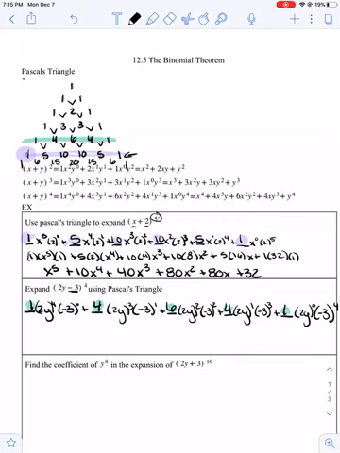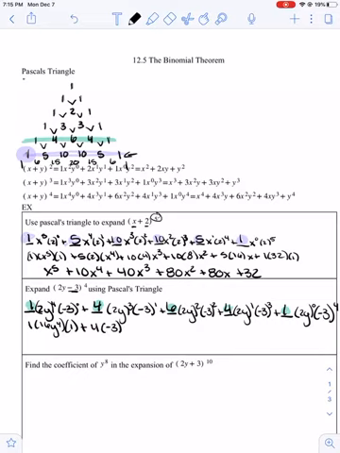Now we're going to start simplifying each one. So 2y to the 4th is 16y to the 4th, so 1 times 16y to the 4th. And then negative 3 to the 0 is just 1. Plus that 4 times negative 3 to the 1 is negative 3.